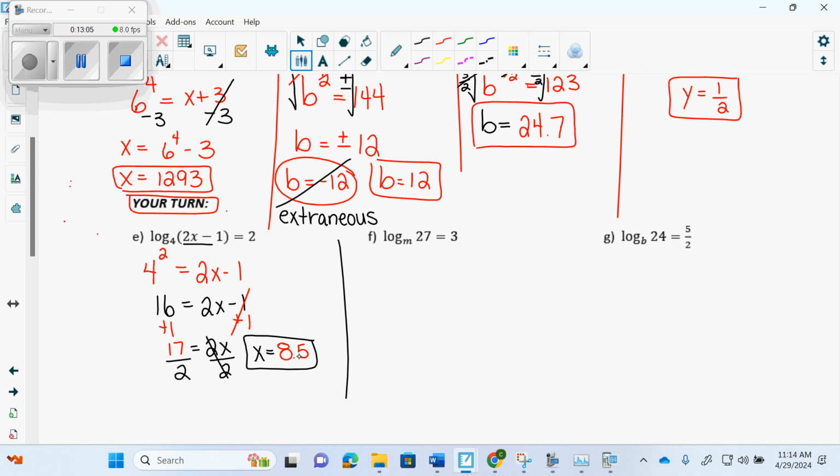Okay, where's the variable? In the base. So if it's in the base, I have to convert. The base of my log is m, so that's the base of my exponent. What's my exponent going to be? 3 equals 27. Then I take the cube root.